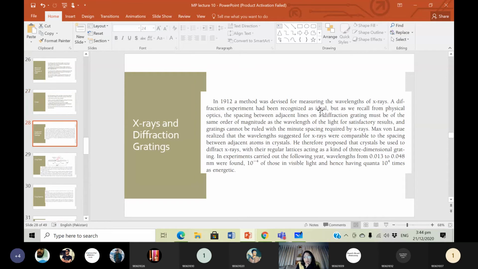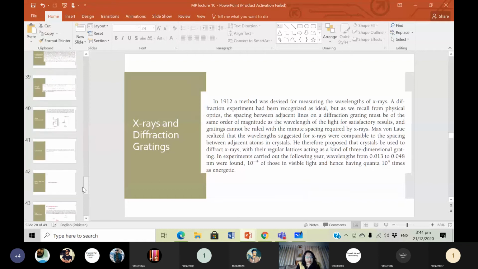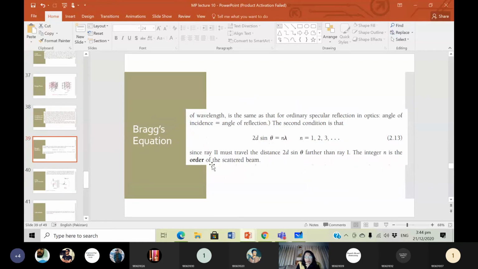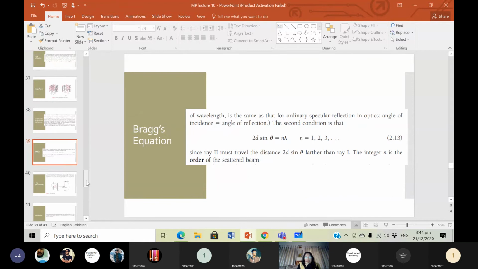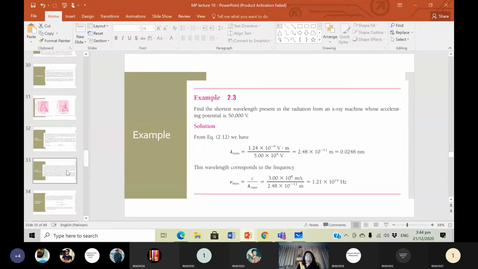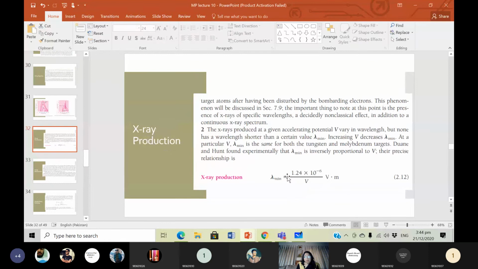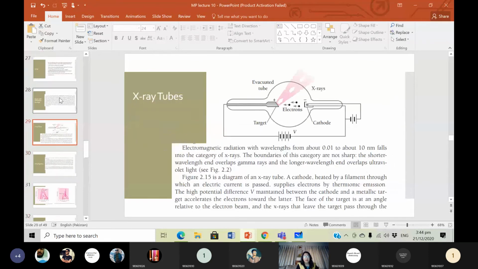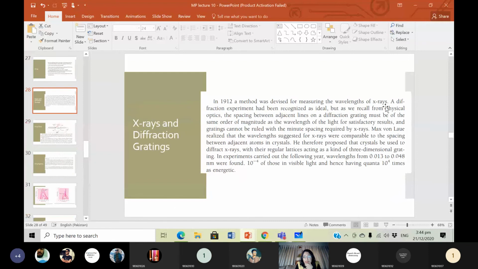So in 1912, a method was devised for measuring the wavelength of the X-rays, okay? What we'll be doing in this X-ray diffraction is using the condition for constructive interference to figure out the X-ray wavelengths as well. We'll see what we'll be doing here. So let me just go back to the slide.